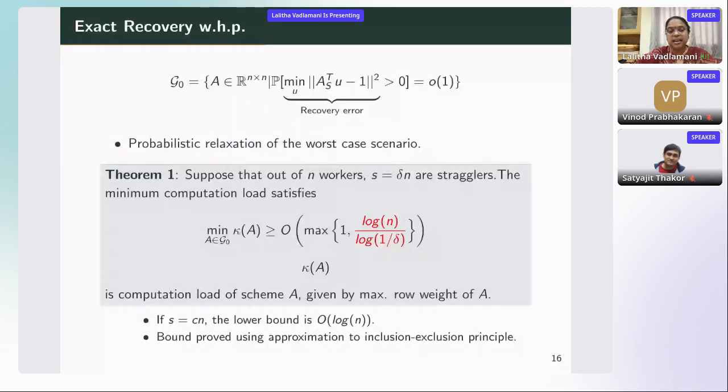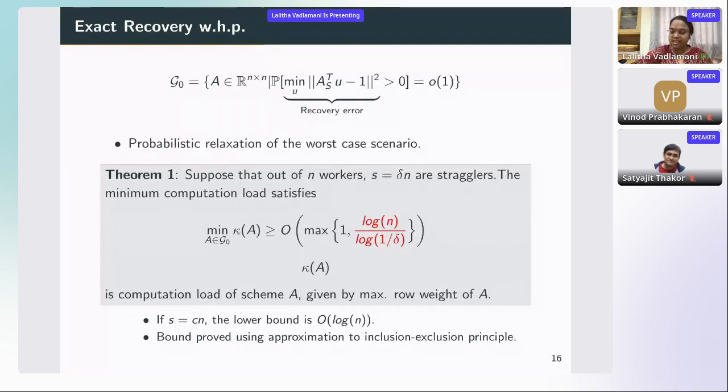The theorem says that the computation load... we are actually optimizing over all the encoding matrices because we want to pick the best encoding matrix anyway, right? So this min over A as a parameter is just saying we are picking the best encoding matrix. And this kappa of A is the maximum row weight of A. If the encoding matrix is A, the maximum row weight means the maximum number of data partitions that we are assigning to any worker, and we can think of it as the computation load.